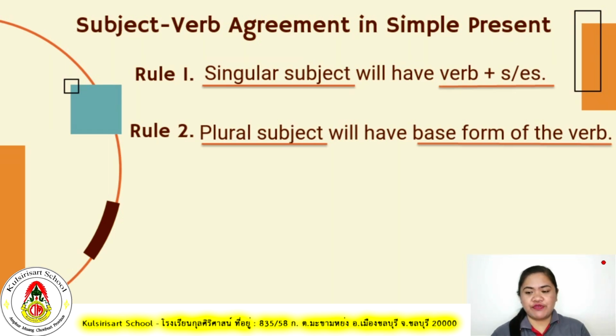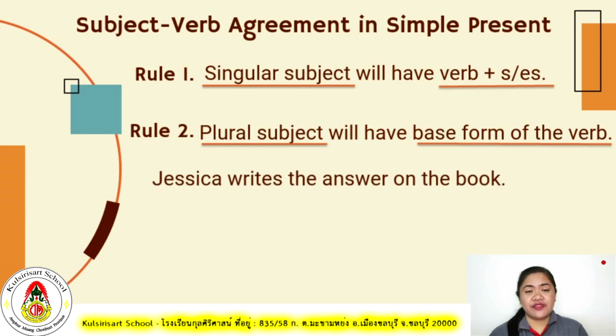So, let's have the example. We have Jessica writes the answer on the book. So, we have Jessica as the subject. Jessica, is it singular or plural? Very good. It is singular. So, we have the verb writes. And remember, it has s from the base form of the verb write.